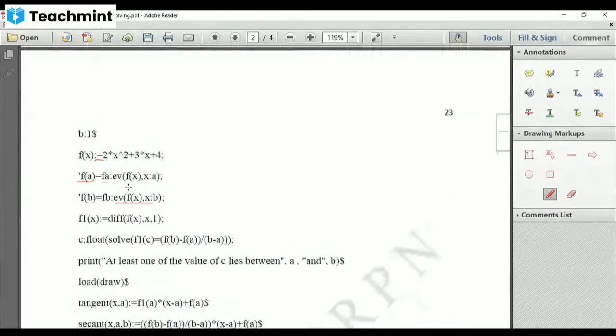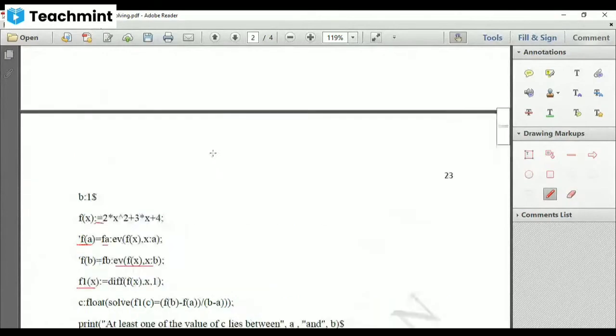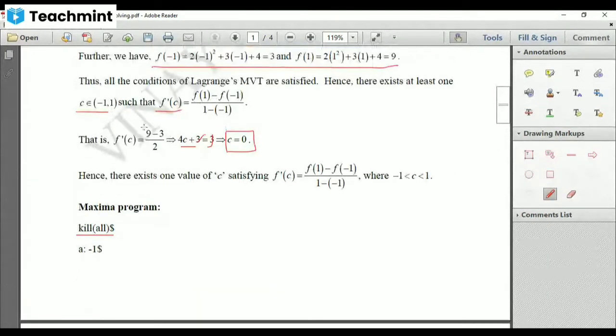Further, we need f dash of x, right? So let us store that in f1 of x because it's a function. So let us use colon with equal sign: f1 of x colon with equal sign differentiation of f of x comma x one time. We want to display this, so put a semicolon. Then we need the c value. How did you get the c value? We got the c value by solving this.